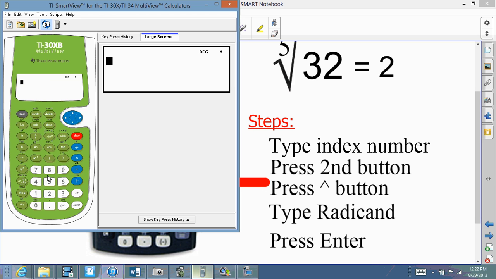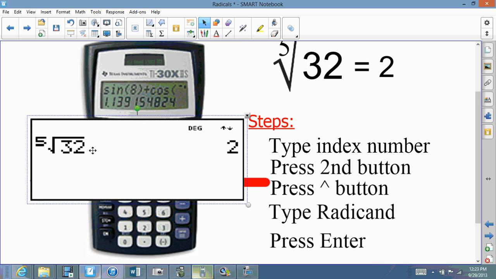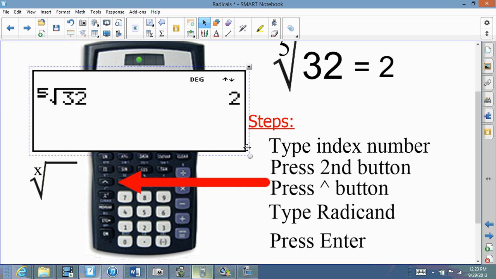All right, so first step, type the index number, which was the 5. All right, and now press the second button. So notice second comes up there. Make sure you see it in your window. Now you have to press the exponent button, which gives you the little radical sign. If you're on the TI-30XB calculator, I'm on that one, that's a little newer than the other one. You may see this symbol, or with a parenthesis if you're on the TI-30XII solar powered calculator. So you'll see that symbol, but with parenthesis. I don't have one. So now type in your radicand, and then press enter, and there's your value once again. And this is with our TI-30XII solar powered calculator.